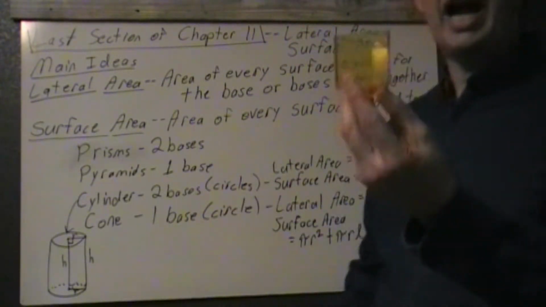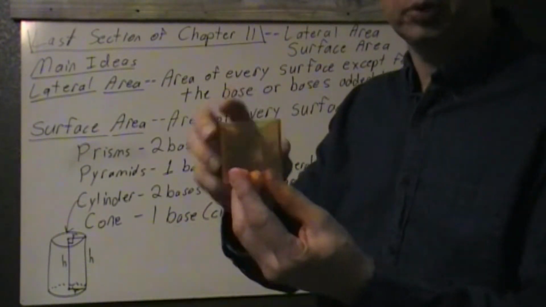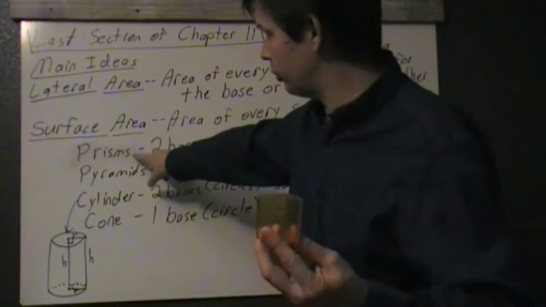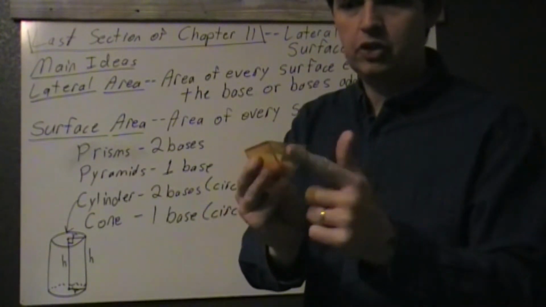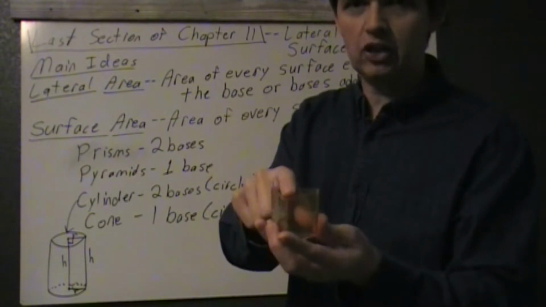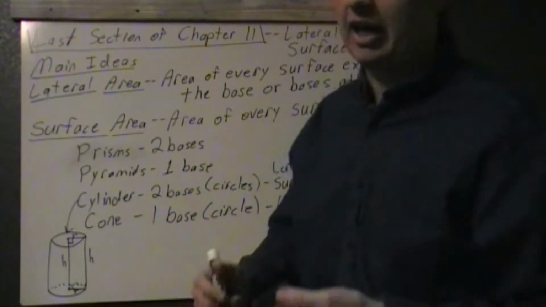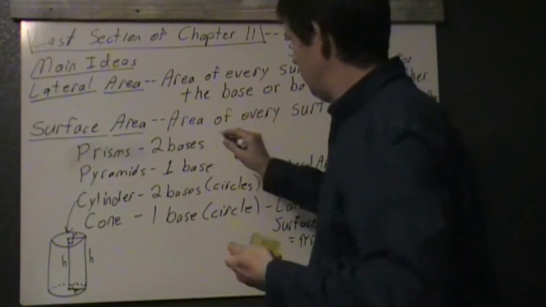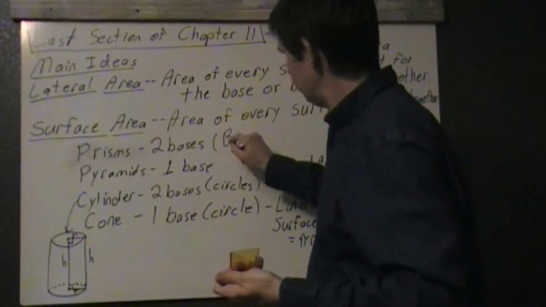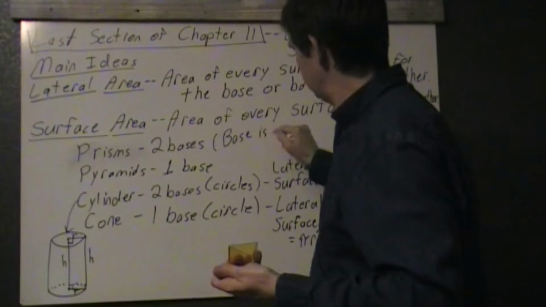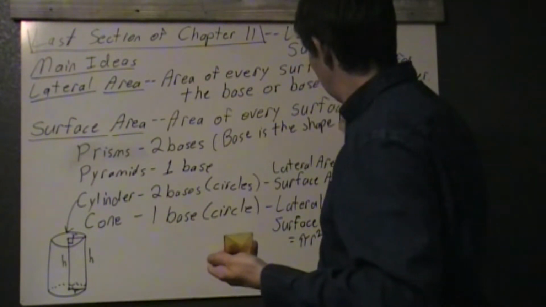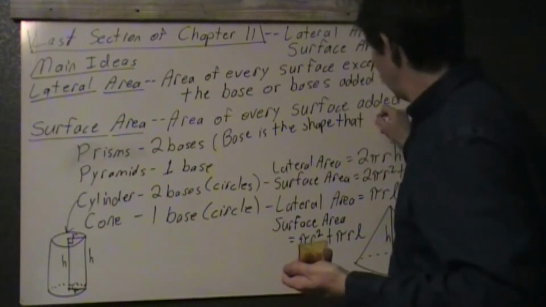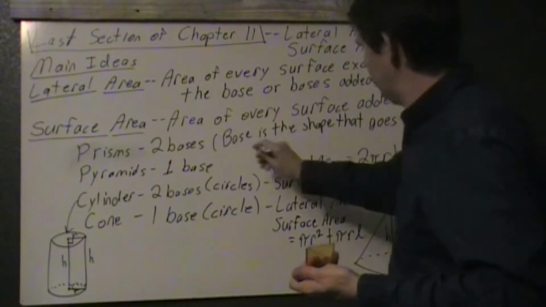This is a triangular prism. Notice that I talk about prisms here. It's got two bases. Triangular base, triangular base. Now what I didn't write up here is you're going to need to add to your notes right now. Write this on there. The base is the shape that goes all the way through it.